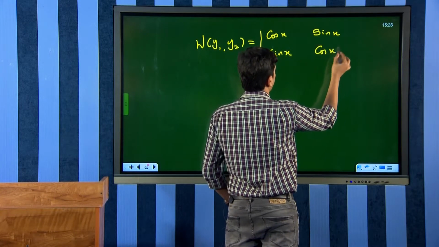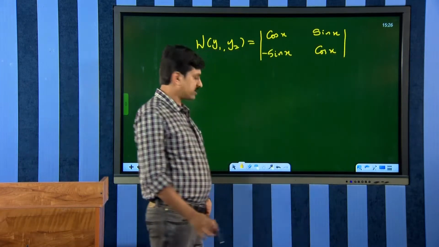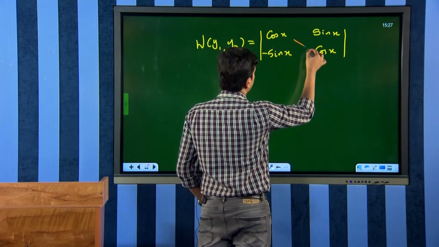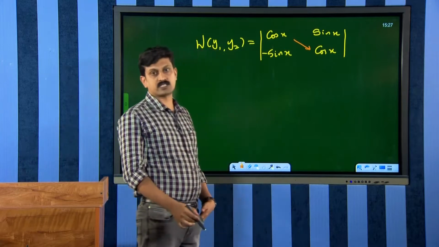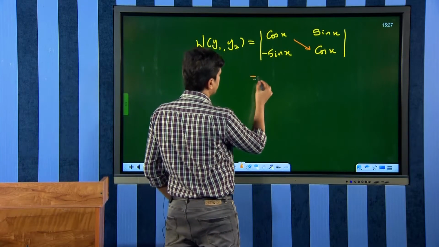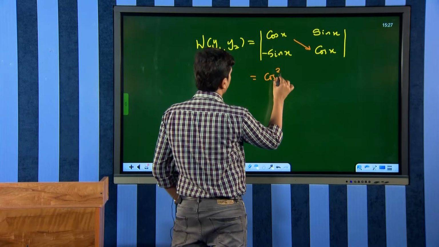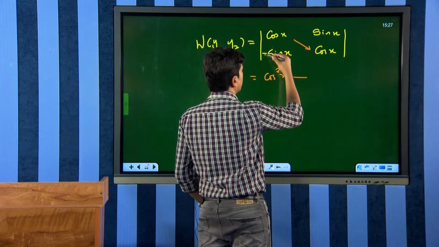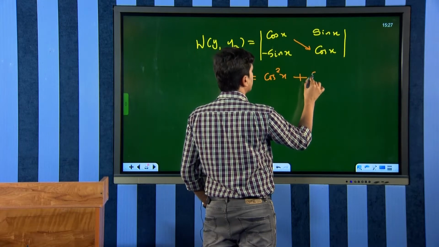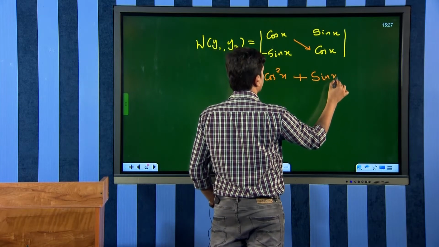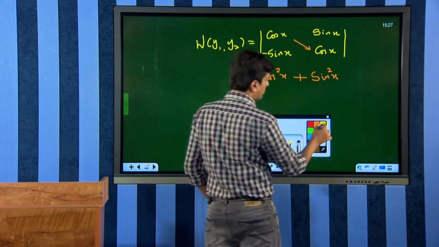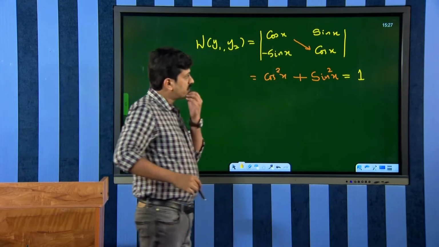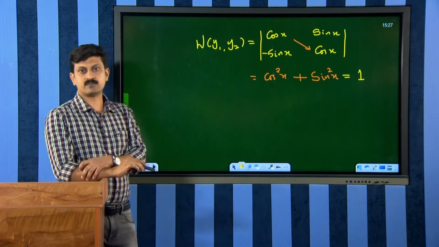While evaluating this determinant, we have cos x into cos x, that is cos square x, minus sin x into minus sin x. The two minuses make a plus, so we get plus sin square x. So we found the value of the Wronskian is equal to 1.